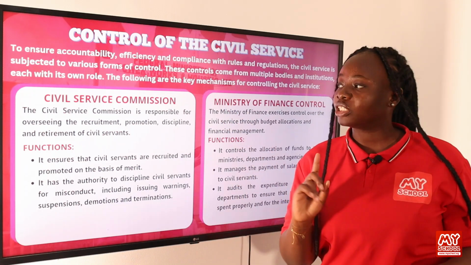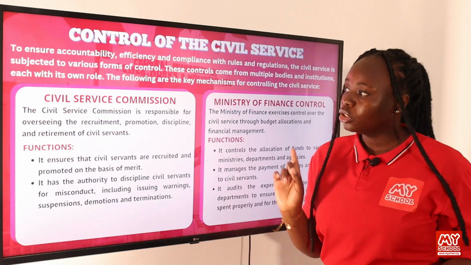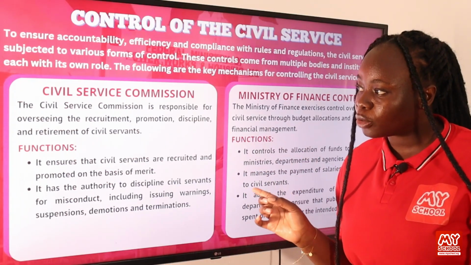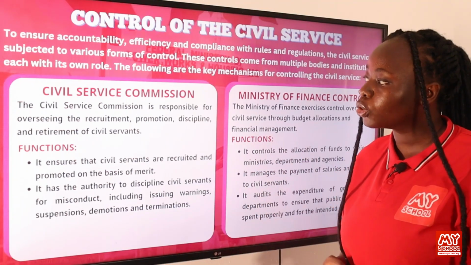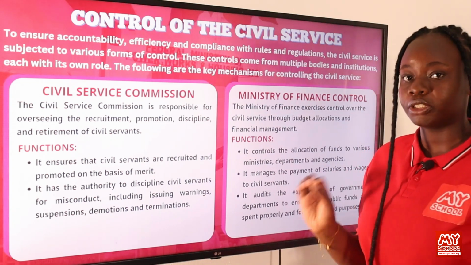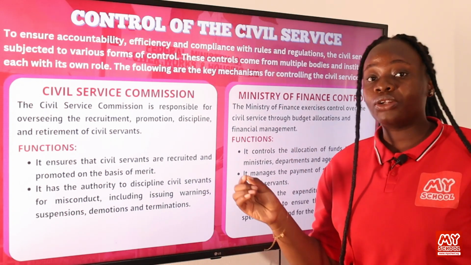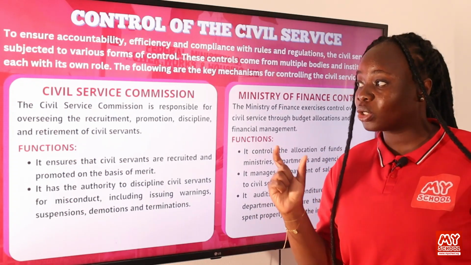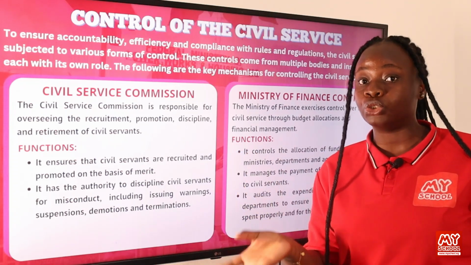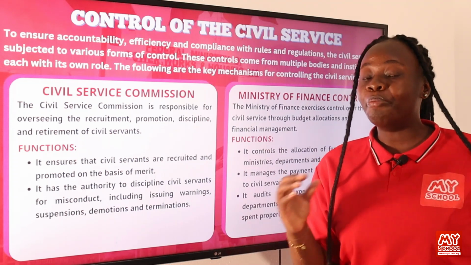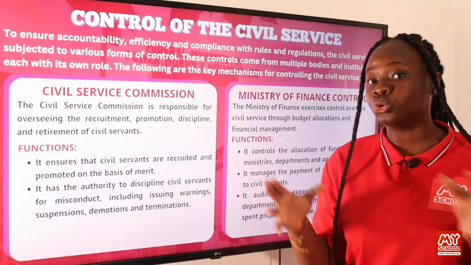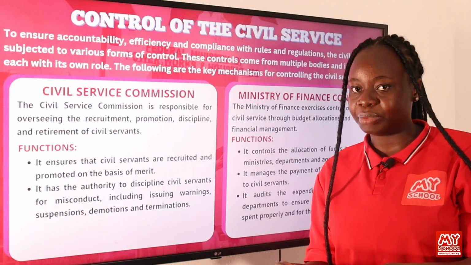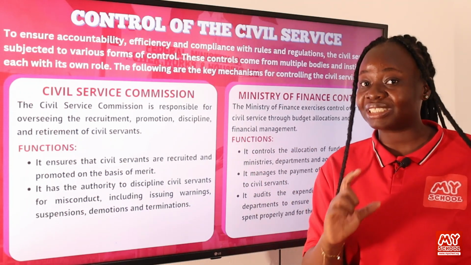One of these organizations is the Civil Service Commission. The Civil Service Commission is responsible for overseeing the recruitment, promotion, discipline, and retirement of civil servants. They are an organization that is independent of other government bodies to ensure that the civil servants do not get unduly sacked by government officials who wish to ensure that they continue to do their bidding. So the Commission is an independent organization.